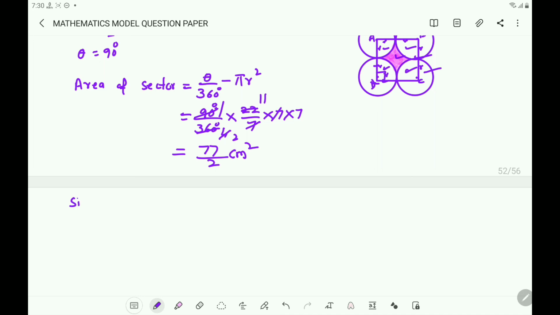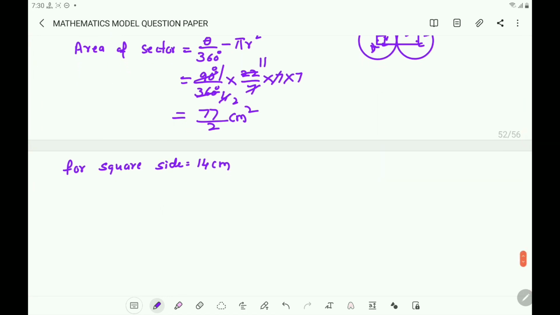Then next, find the area of the square. Side of the square equals how much? 14 centimeter. Then what is the formula for the area of the square? Area of the square is square of the side or side into side. So area of square equals side square or side into side, that equals 14 into 14, which is equal to 196 cm square.